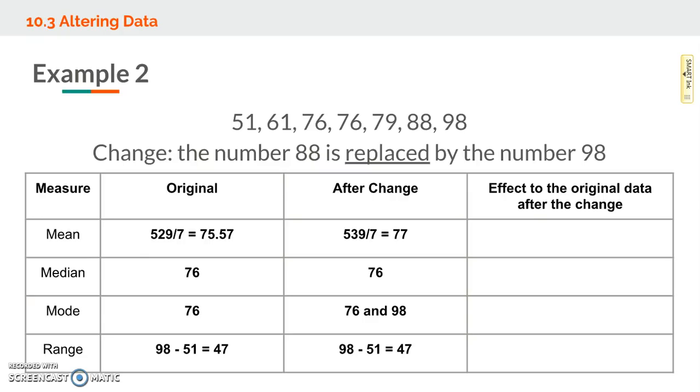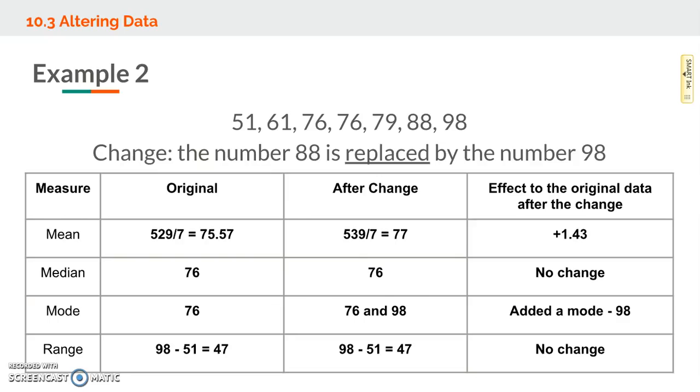That's still the same number. But look what happens to our mode here. Our mode, 76, is repeated twice. However, when we put 98, it is also twice, right? So we added a mode here. We have 76 and 98 for the mode here after the change. And our range stays the same. We still have the biggest number of 98 minus the smallest number 51 to get 47.